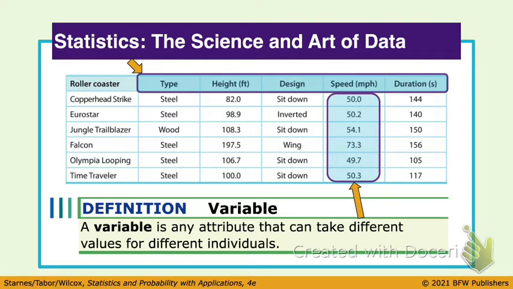Cool? Cool. There are two kinds of variables, categorical and quantitative. What do you guys think the difference is between categorical and quantitative variables? Quantity or category?